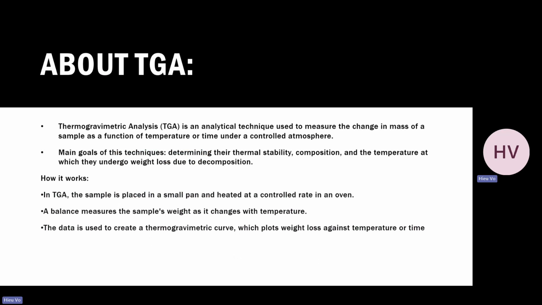The second technique is TGA. TGA is a technique used to measure the change in mass of a sample as a function of temperature or time. The main objective of this technique is to identify the thermal stability and composition, and the temperature, through the weight loss of decomposition.